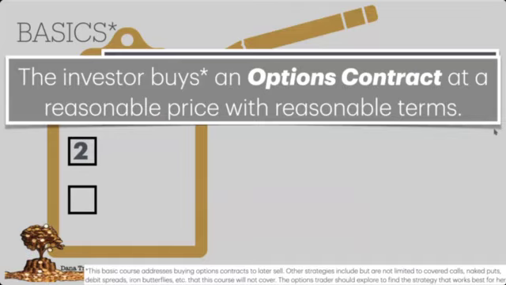Step 2. The investor buys an options contract at a reasonable price with reasonable terms. She buys an options contract by simply going onto her brokerage's online platform to buy the contract, also referred to as entering the trade or executing the trade. Just like our example in flipping houses where an investor buys a property with the intention to sell it later at a profit, in this case, the investor buys an options contract connected to her speculation on a stock price movement with the intention to sell the same contract later at a profit.